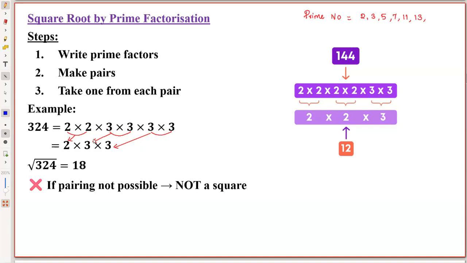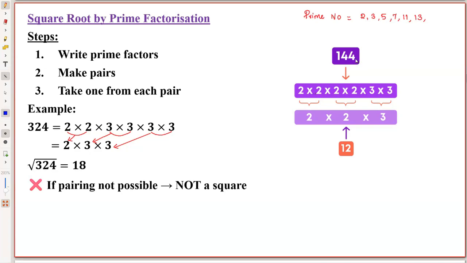All the numbers have pairs. From each pair, we take only one number: from this pair 2, from this 3, from this 3. Just multiply: 2 3s are 6, 6 3s are 18. Therefore, the square root of 324 is 18. If a pair is not possible, it is not a perfect square number. Suppose here 3 does not have a pair, then it is not a perfect square number.